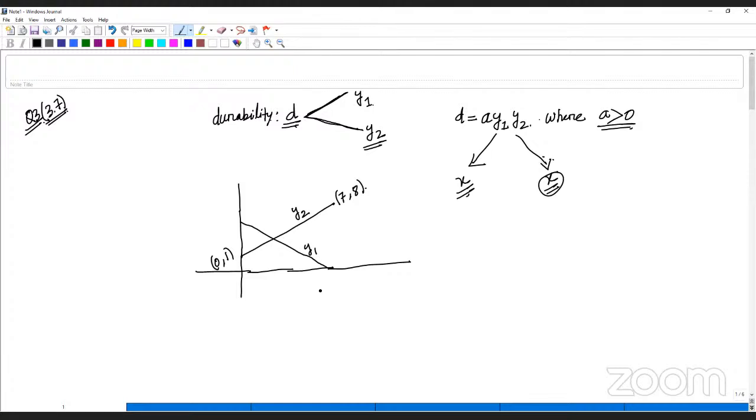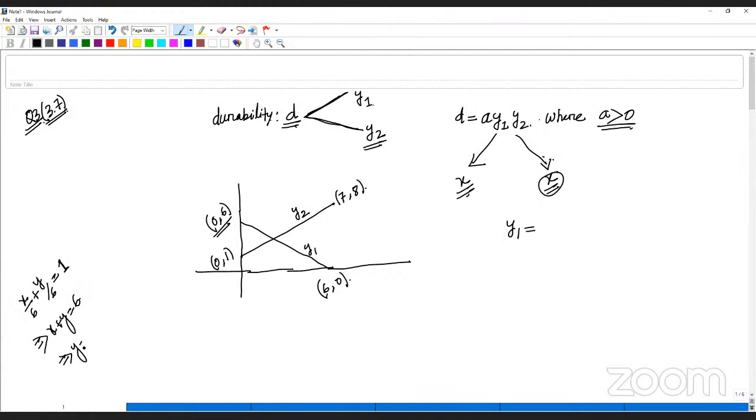So y1: this is (6, 0) and (0, 6), right? So what is the equation of y1? Sorry, x by 6 plus y by 6 is equal to 1. This is the equation of y1. So x plus y is equal to 6.